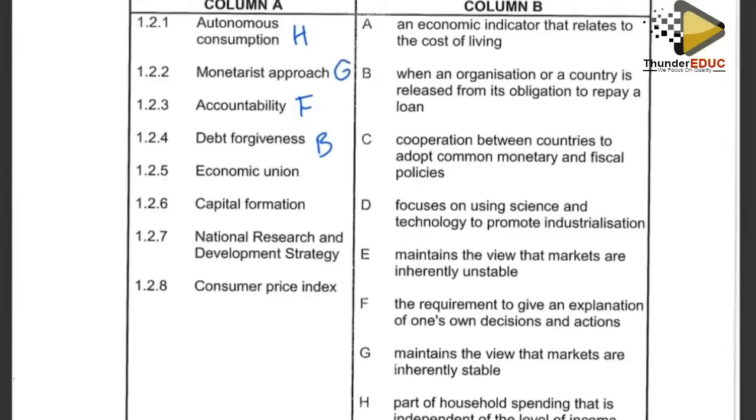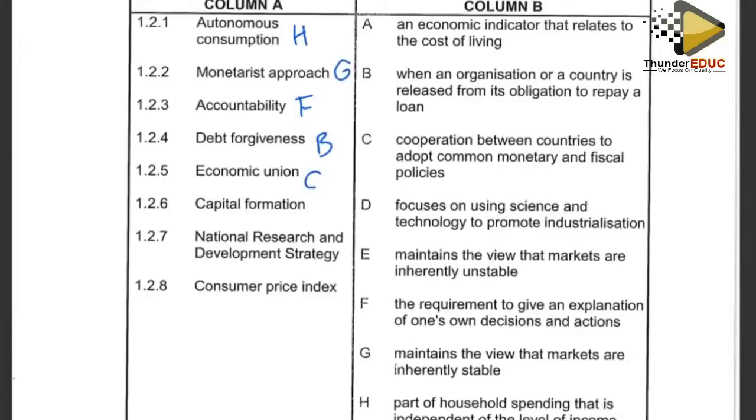The next question that we have is 1.2.5, that reads as follows: economic union. So now, when we talk of the economic union, we refer to cooperation between countries so as to adopt common monetary and fiscal policies. So now, if you check the list of the characteristics or features given, the appropriate answer in this regard is going to be C. Okay, right, great talks. So now let's move on to the next question.